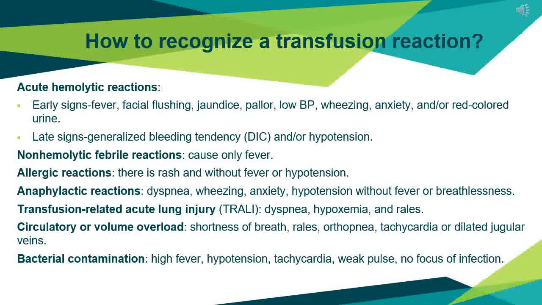Transfusion-related acute lung injury, TRALI, manifests as rapid onset of dyspnea, hypoxemia, and rales. Circulatory or volume overload manifests as shortness of breath, rales, orthopnea, tachycardia, or dilated jugular veins. Bacterial contamination presents as high fever, hypotension, tachycardia, and weak pulse without any known focus of infection.